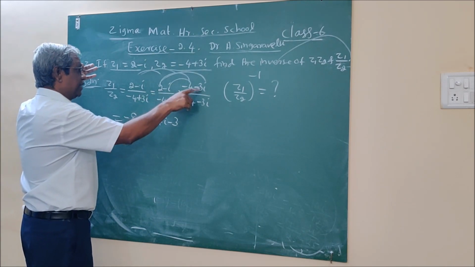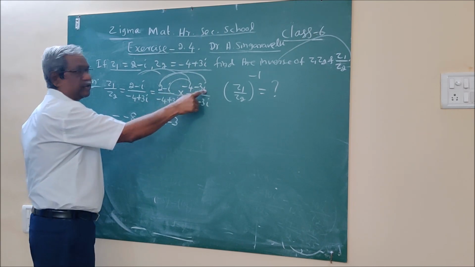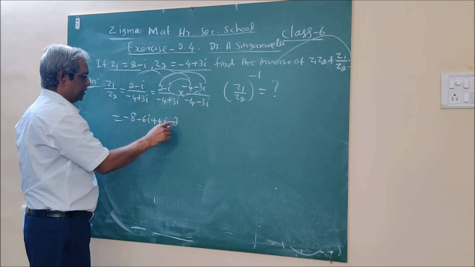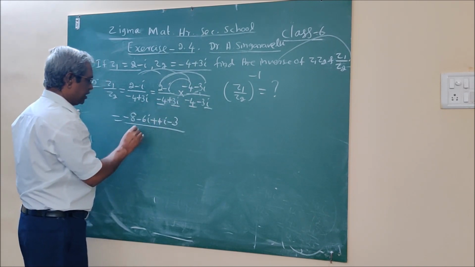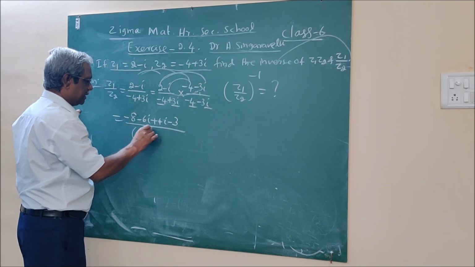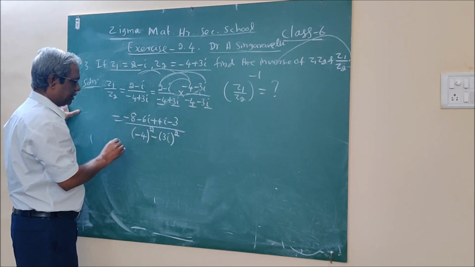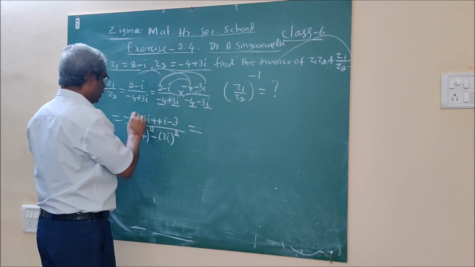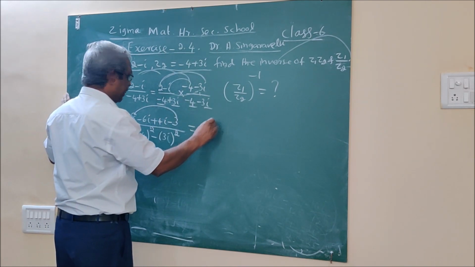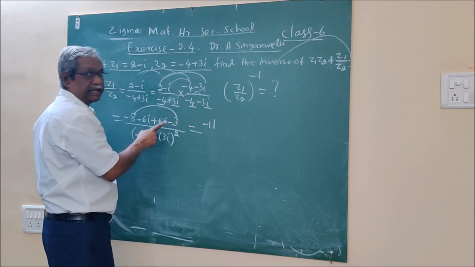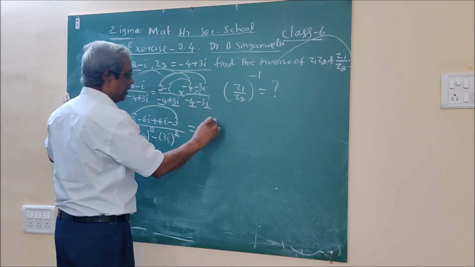Finally we get divided by this, which is a plus b, a minus b, a square minus b square, 3i whole square. So this is equal to real and real: minus 8 minus 3 is minus 11. Imaginary and imaginary: minus 6i plus 4i is minus 2i.